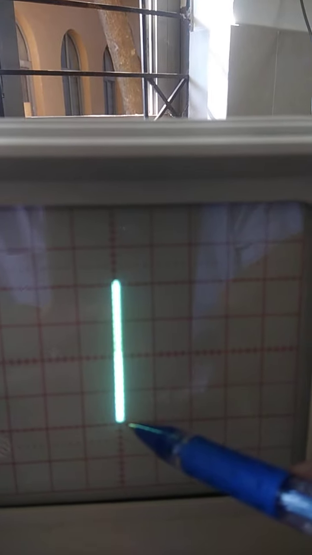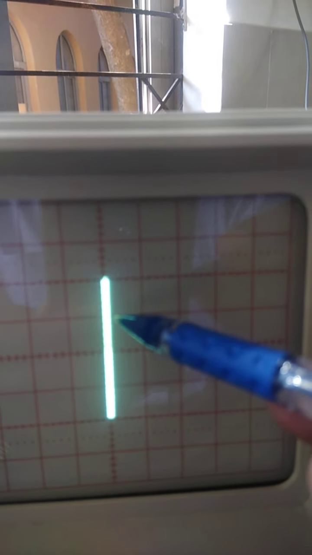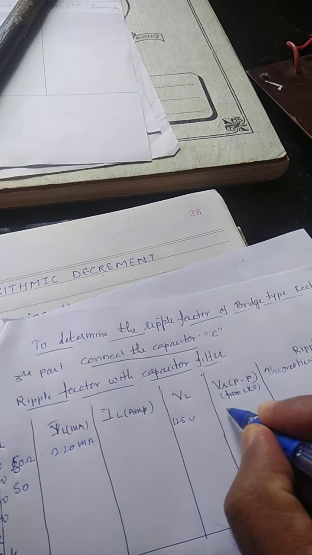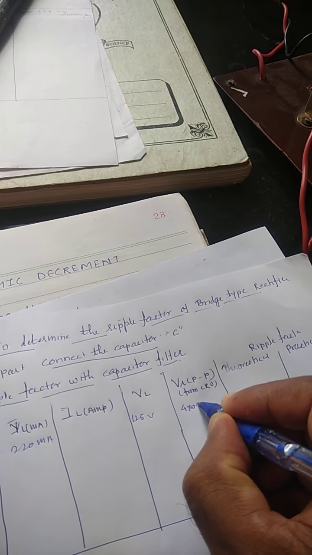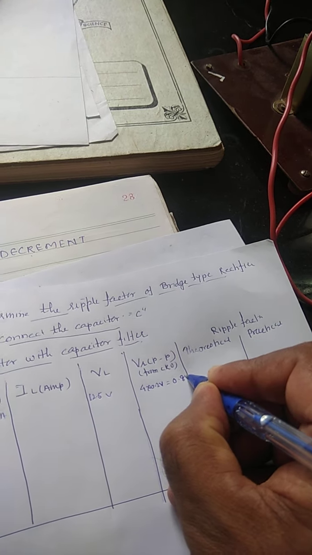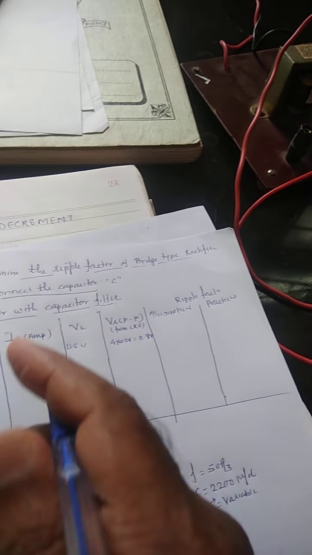You measure this, how much it is. You can see here, this is 1, 2, 3, 4. 4 into how much, you can see here. 4 into 0.2 volt. So VR peak to peak is 4 into 0.2 volt. This is 0.8 volt. Theoretical and practical, you can find out.